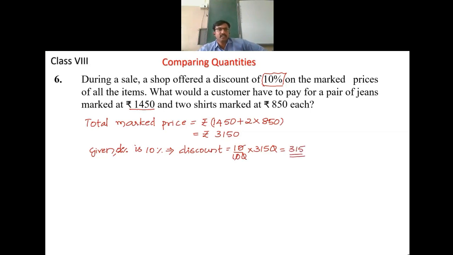When the discount is there, what to do? We should subtract. The total price minus discount: 3150 minus 315. What do we get? 2835. This is the selling price. It is not called the selling price. Instead, we say it as the sale price.